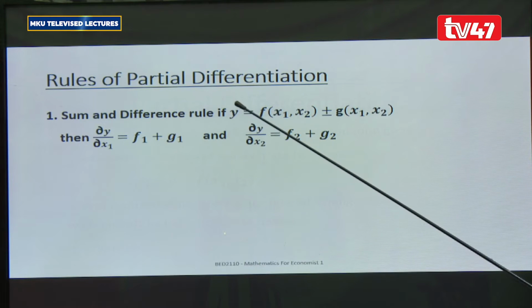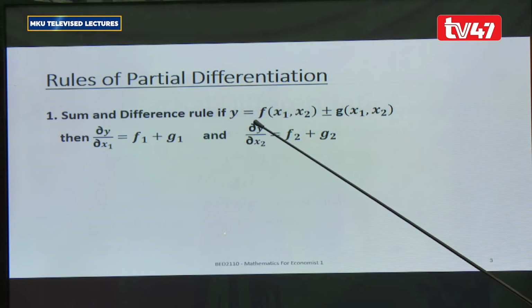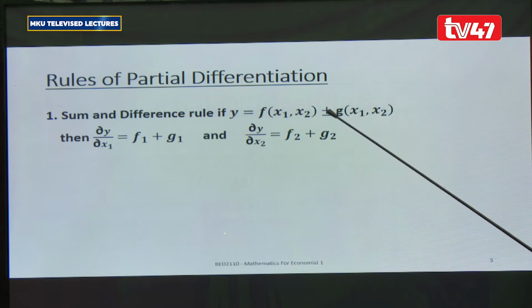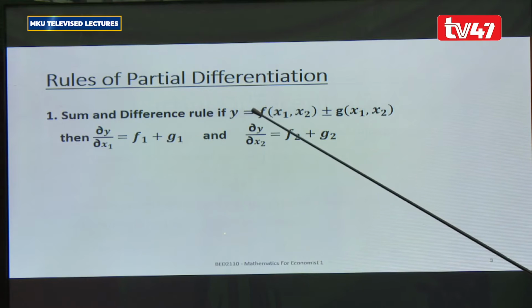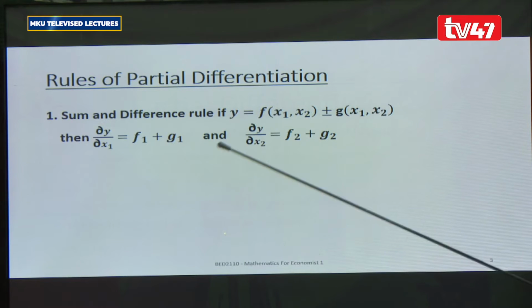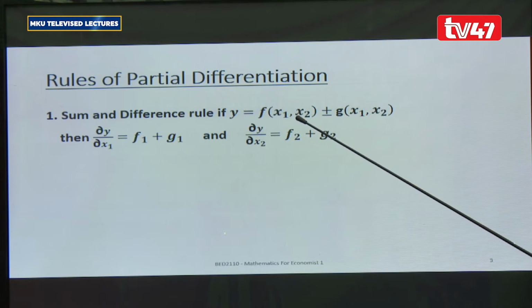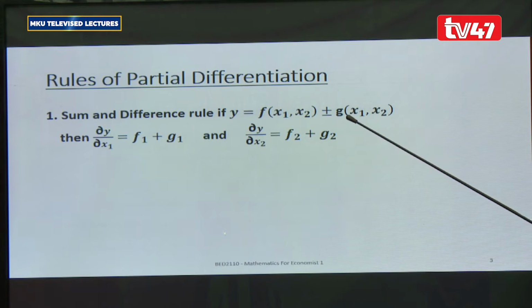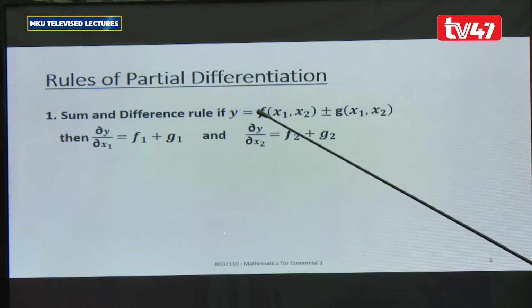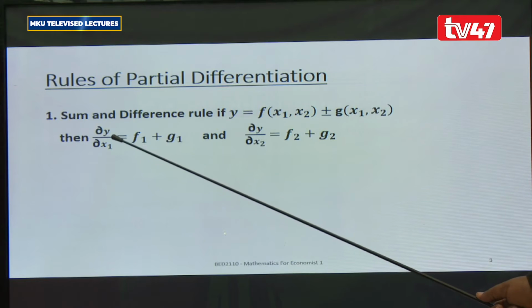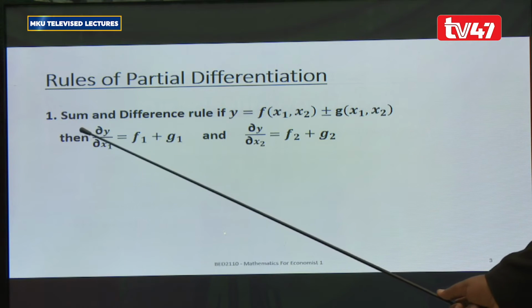In this case, we have our function y equals f(x1, x2) plus or minus g(x1, x2). This function has two functions which are either added or subtracted, where we have a function 1, f(x1, x2), and a function 2, g(x1, x2). They either can be added or subtracted. So when we are getting the partial derivative for such a function, we use the sum and difference rule. Now, let's go into it and see how it is done.